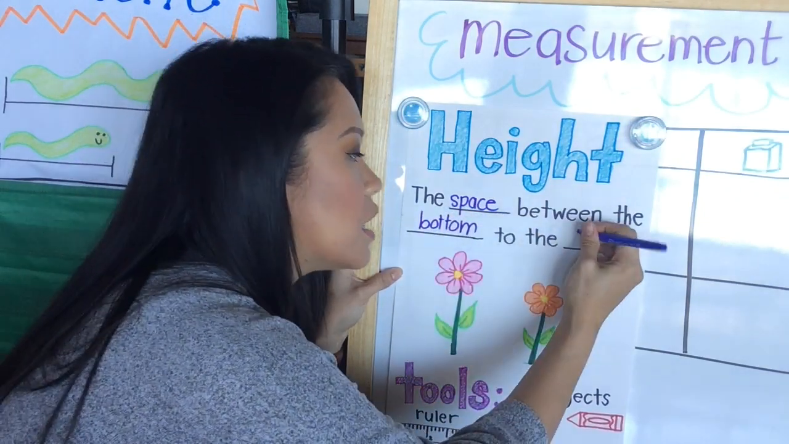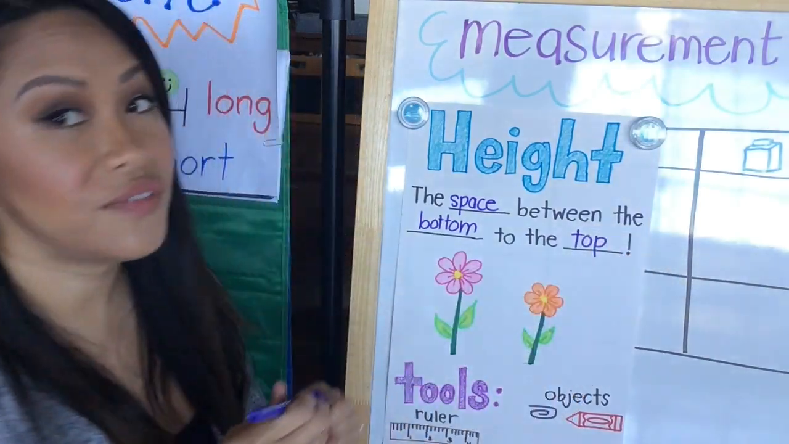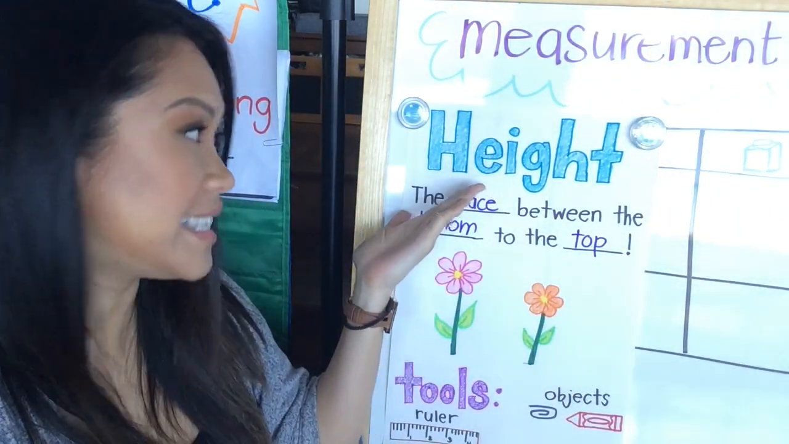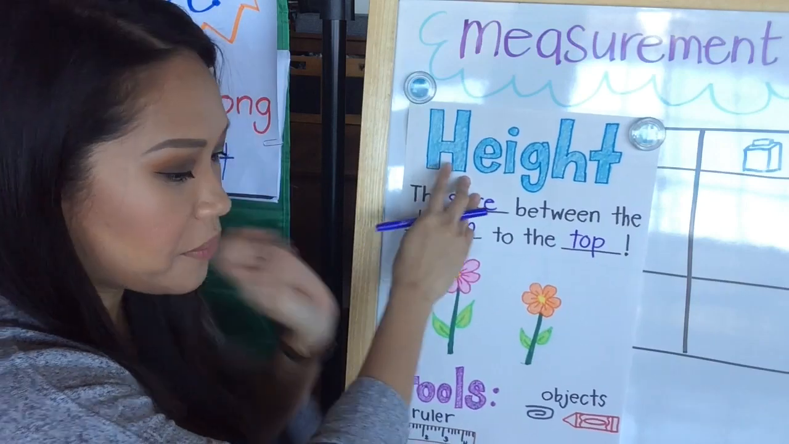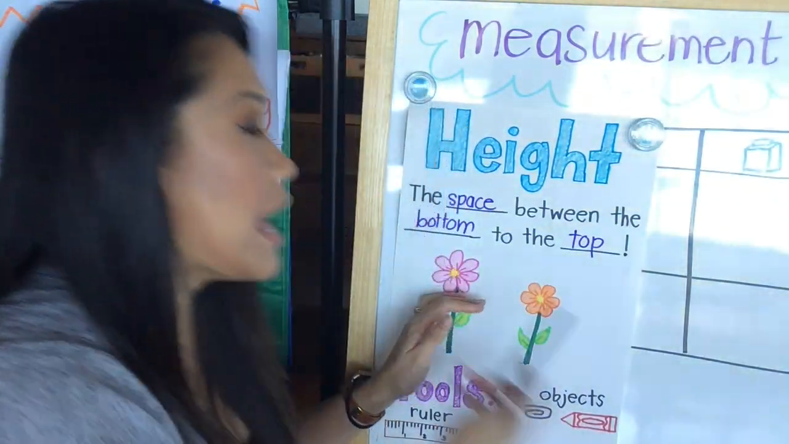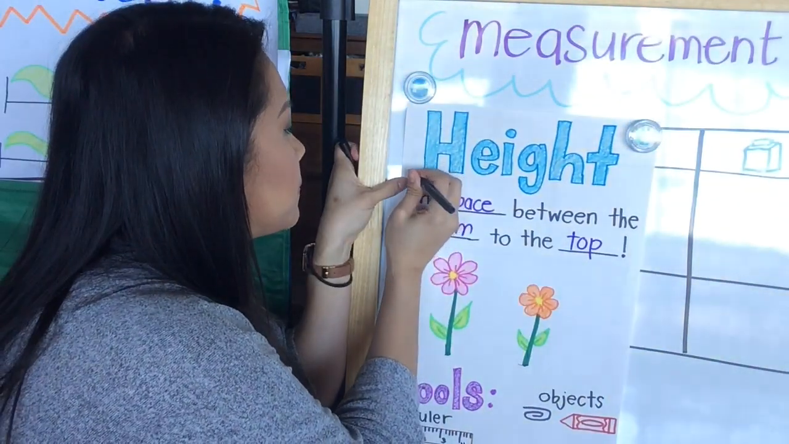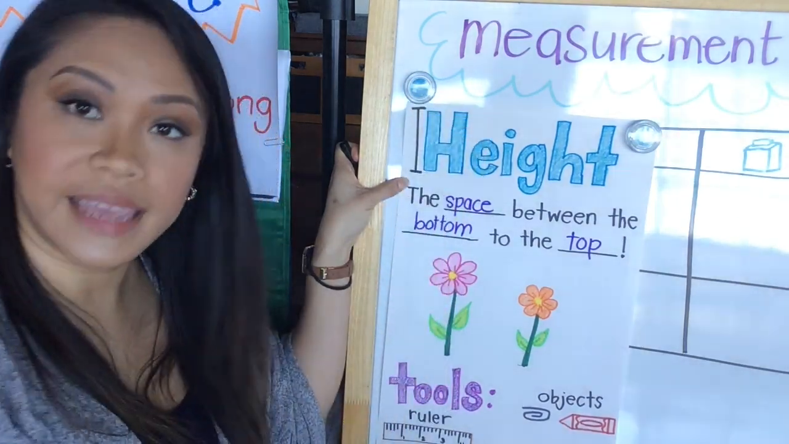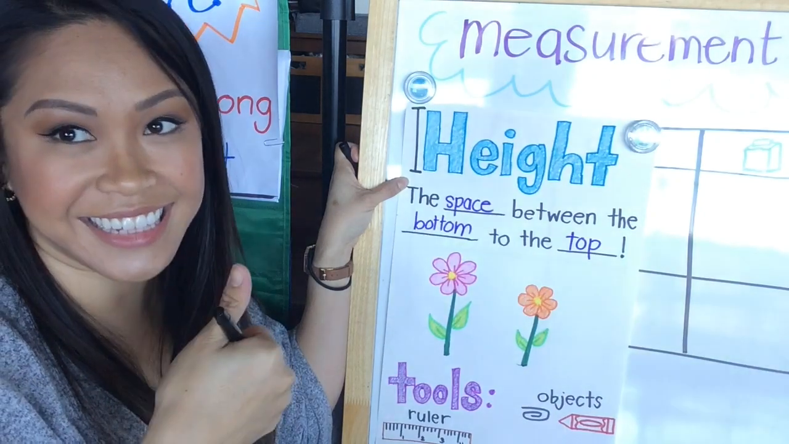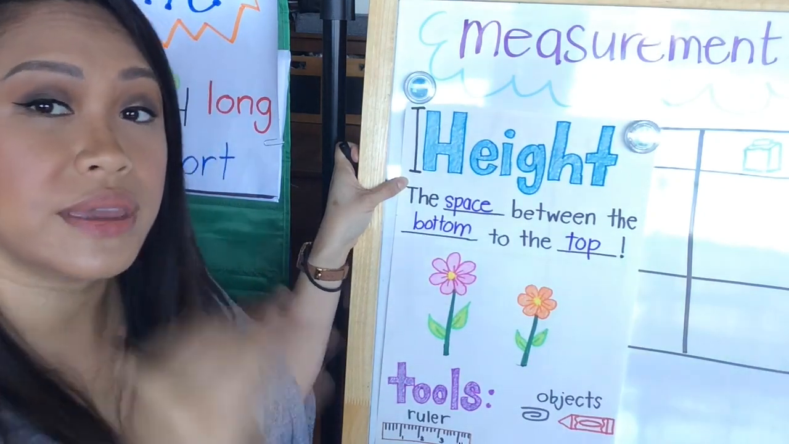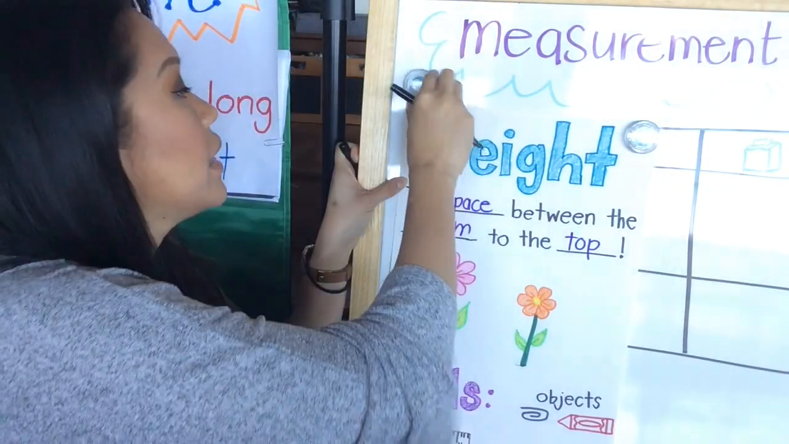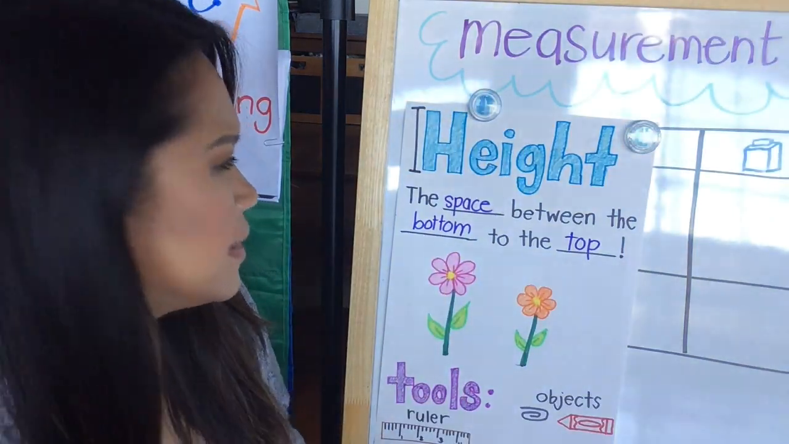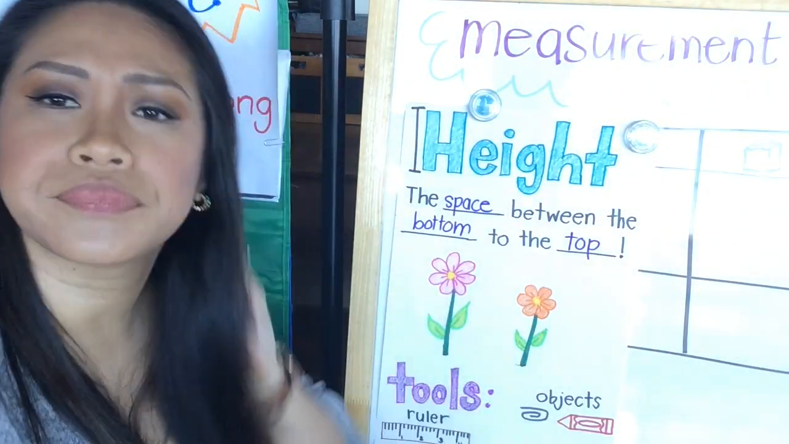So if I want to measure the height of my word here, I would start at the bottom and go all the way up to the top. That's height. Height is the space between the bottom and the top. Great. So can you help me out?